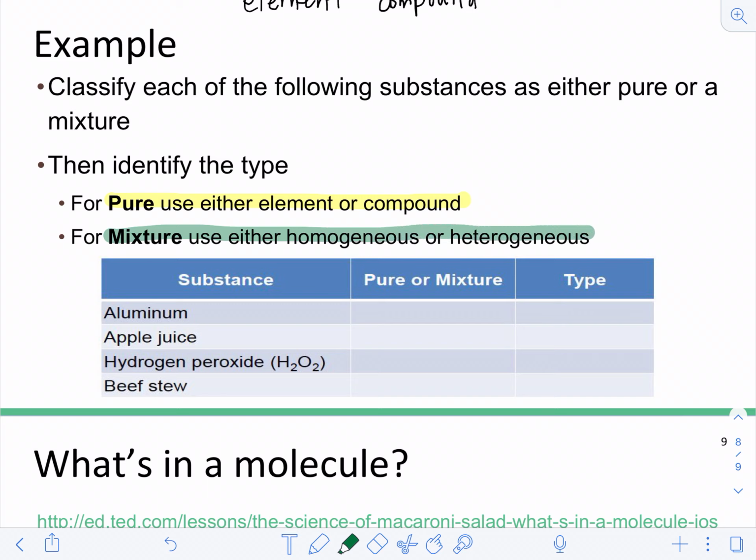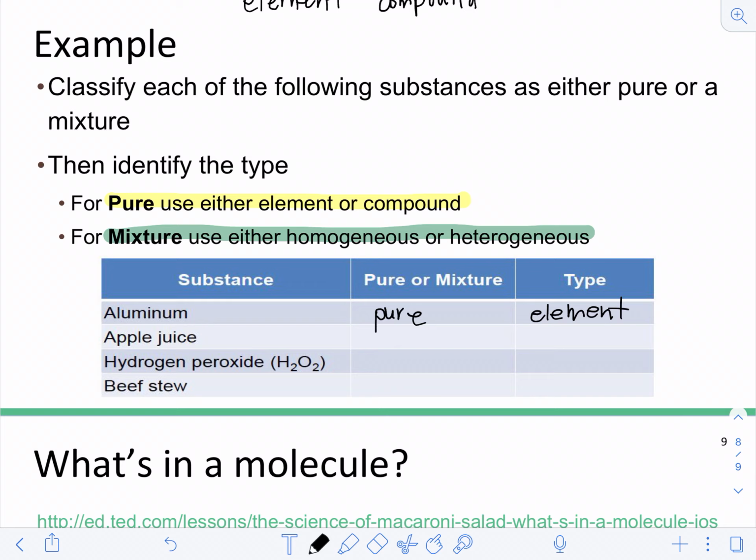All right, so if we take a look, aluminum: pure or a mixture? Again, pure is either an element or a compound. Aluminum has its own box on the periodic table. It is an element. So first it's pure, and it is an element.